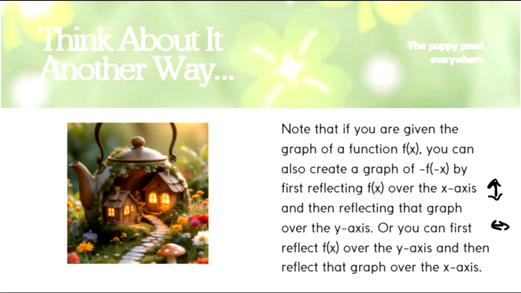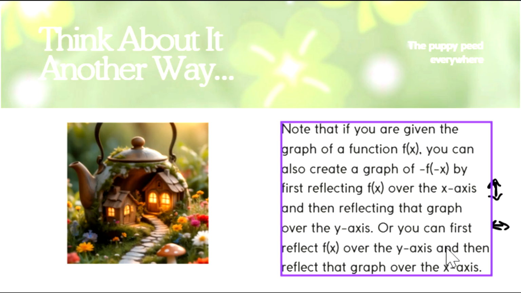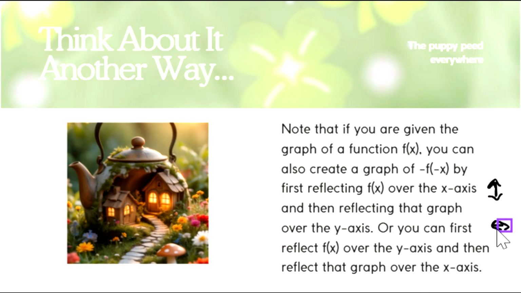Think about it another way. Note that if you're given the graph of a function f of x, you can also create a graph of -f of -x by first reflecting over the x-axis and then reflecting over the y-axis. Or, this is written wrong, you can reflect over the y-axis and then the x-axis. You can do it in either order, it doesn't matter.